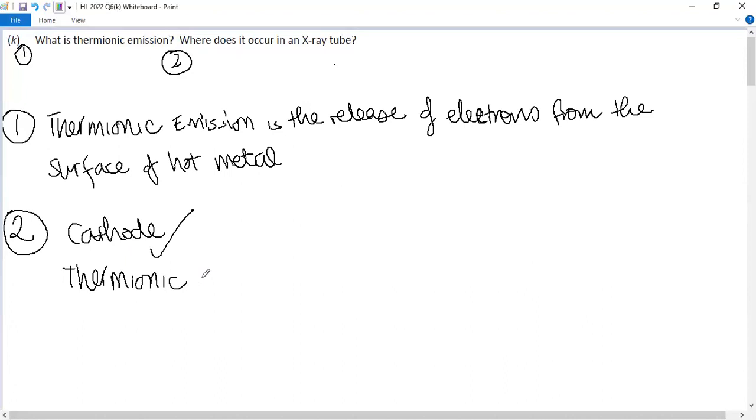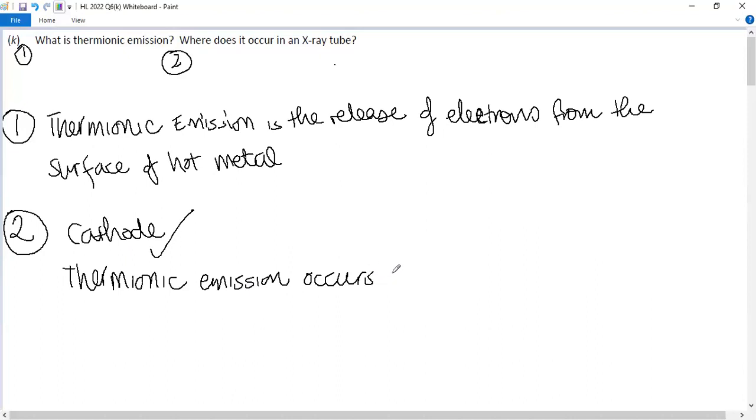Thermionic emission occurs in an X-ray tube at the cathode when it is heated to release electrons for acceleration. I'm giving a little bit more than I need to, but when you're in the exam, you won't exactly know which bits they're looking for, so you kind of have yourself covered there.